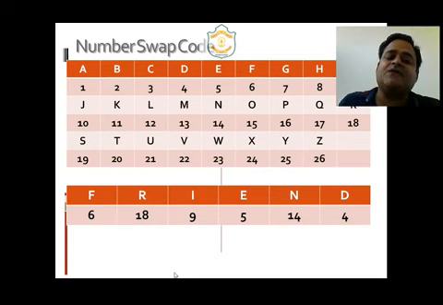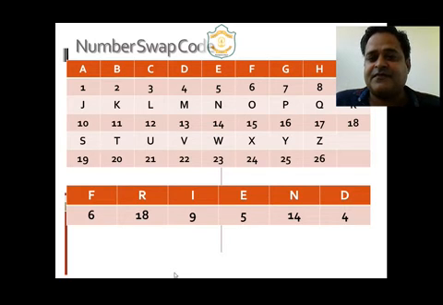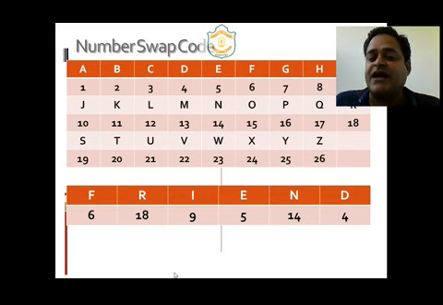For example, here I have used the same example which is in the book, friend. As you can see in the table, number 6 is assigned to F. So instead of writing F, we can write 6. Then R. R is the 18th character, so we can write 18. I is the 9th character. E is the 5th character. So we can write friend in these numeric codes. So you can write 618951444. This is now a secret word.